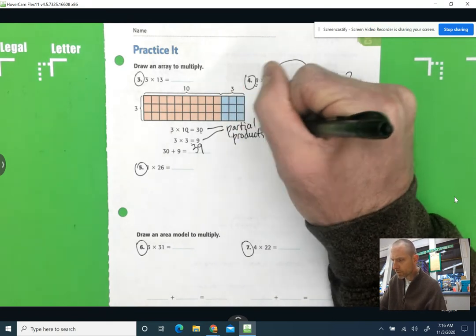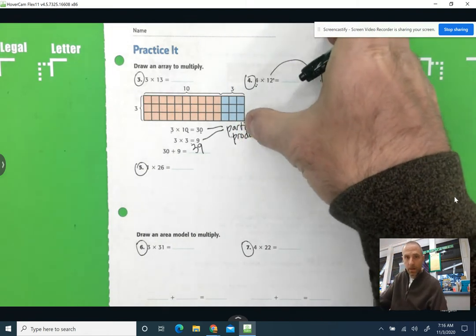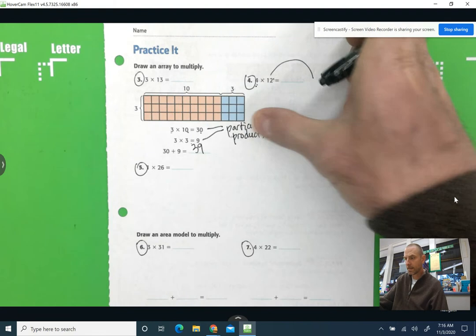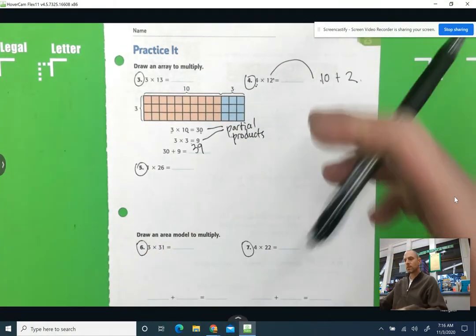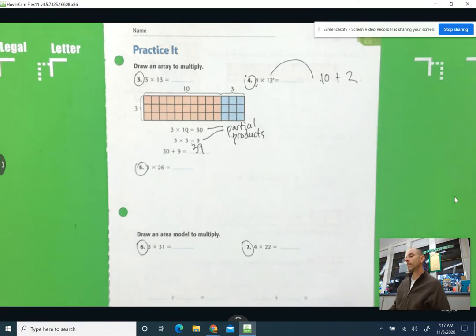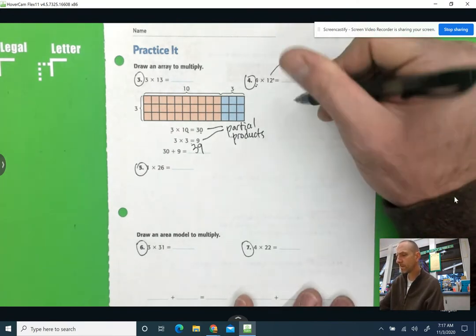Good word. Partial means, in that word, to attack that word, partial has the word part in it. So partial means part of the whole product.